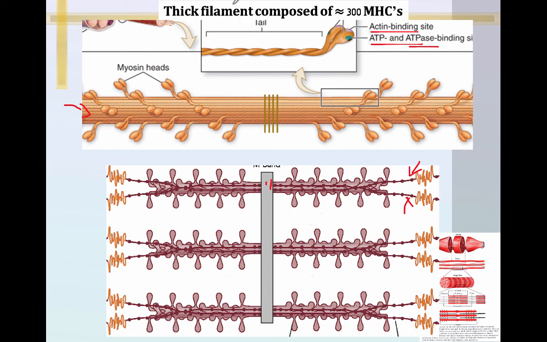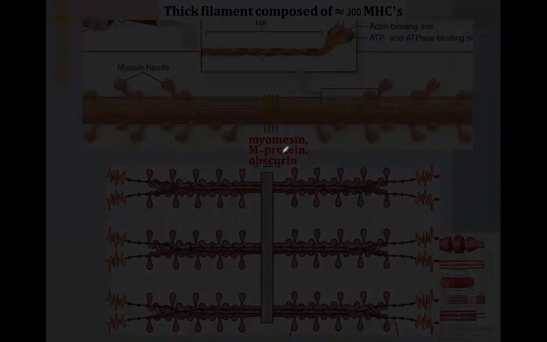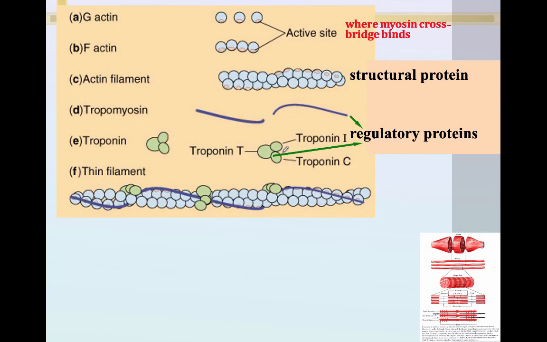So this thick filament is made up of approximately 300 of these guys. And again, they rotate as they move down around. And the M band here and here is made up of these proteins: myomesin, M protein, obscurin. All right, now we'll move on and we'll look at the structure of the thin filament.